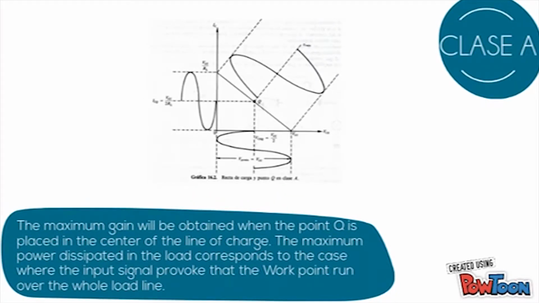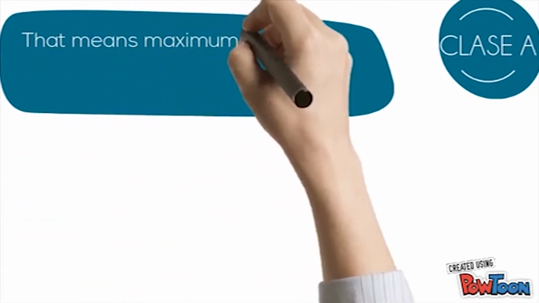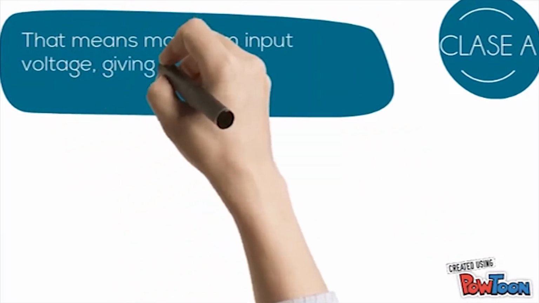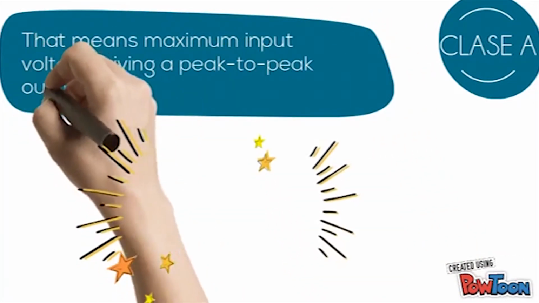The maximum gain will be obtained when the point Q is placed in the center of the load line. The maximum power dissipated in the load corresponds to the case where the input signal causes the work point to run over the whole load line. That means maximum input voltage giving a peak-to-peak output signal.